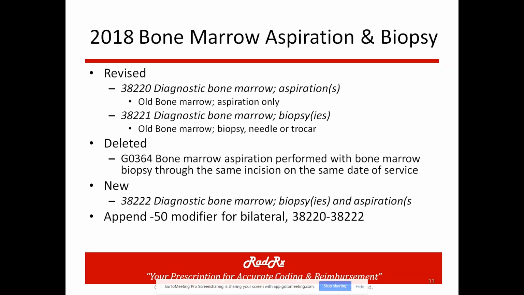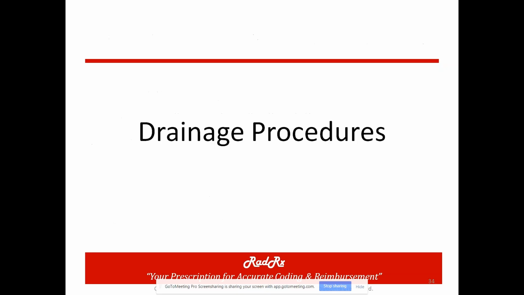So I'm glad to see that, because when I audit these, I usually find issues with them because of how the codes were structured, and then that Medicare G code. But going forward, it's very straightforward. You either have an aspiration only, a biopsy only, or you have a biopsy and aspiration together. And then if you're doing a bilateral procedure, then modifier 50 would be appropriate for any of those. So that's what is coming into play on January 1st, 2018.